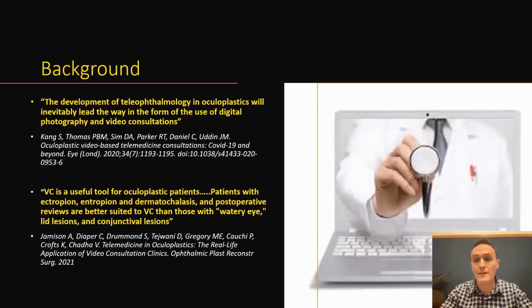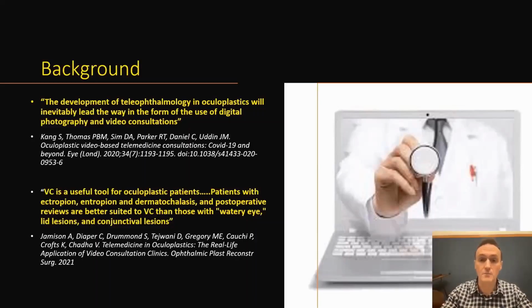Well, looking at the literature at this time would suggest that telemedicine may have a role. Kang and his team in Moorfields looked at 66 patients using video consultation and found that they were able to identify patients requiring urgent surgery. They felt that the development of teleophthalmology and oculoplastics will lead the way in the form of the use of digital photography and video consultations.